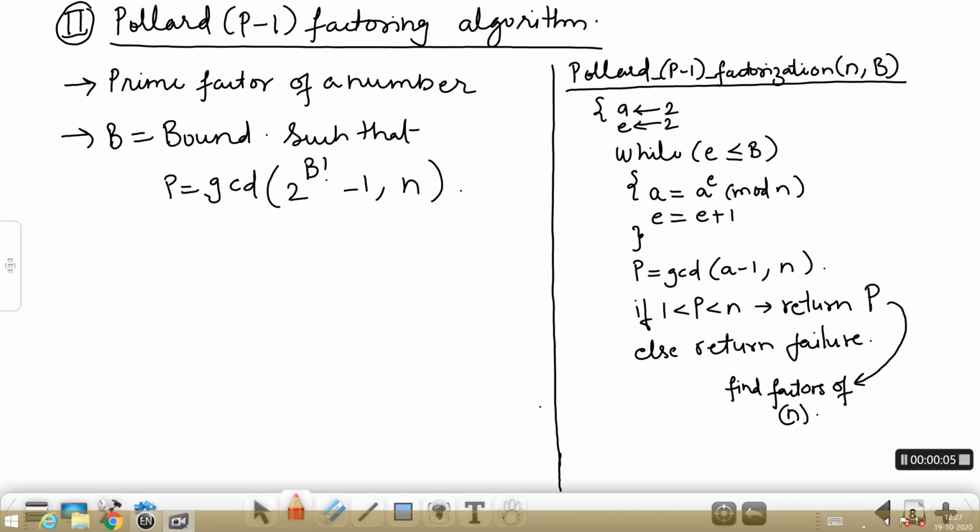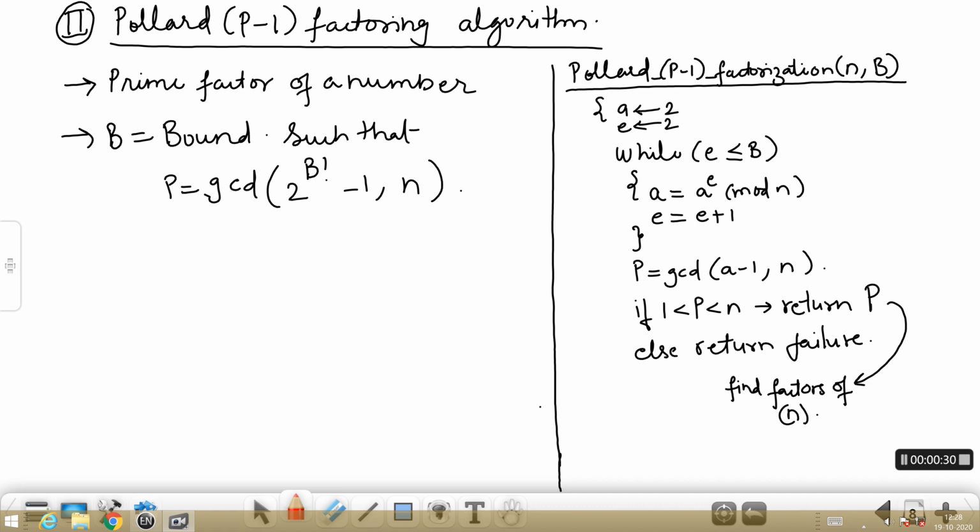Welcome students. Today we are going to go to the next method of factoring a number. Last time we did Fermat's factorization method, where I showed you two ways in which you can factorize a number. The second method for factorization is the Pollard P-1 factoring algorithm, or Pollard P-1 factorization.